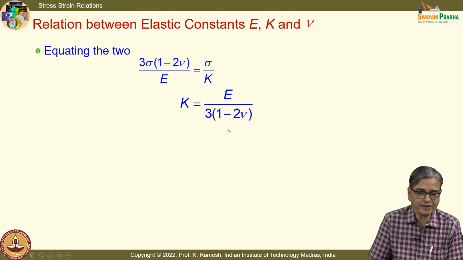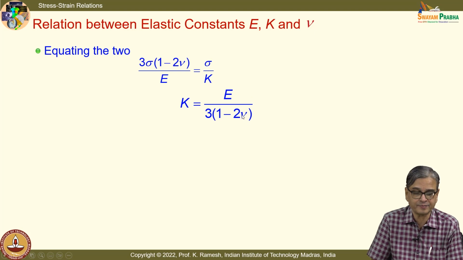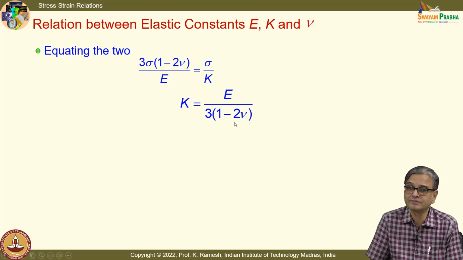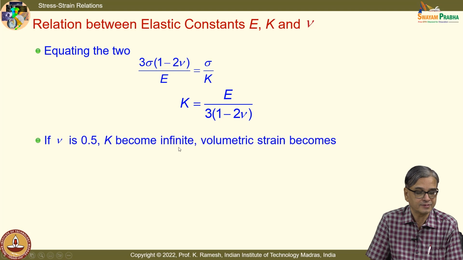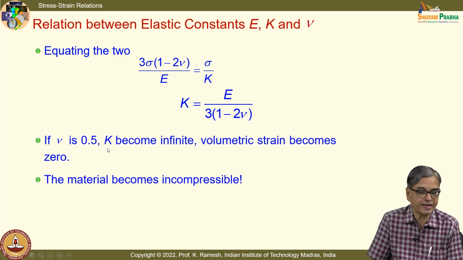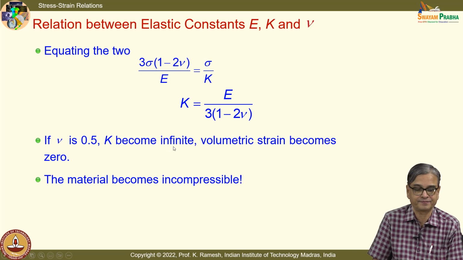And what you have here gives me a limiting value of nu, the highest value nu can take, because I cannot have this go to 0. If it goes to 0, I get this as infinity. So, when nu is 0.5, K becomes infinite.